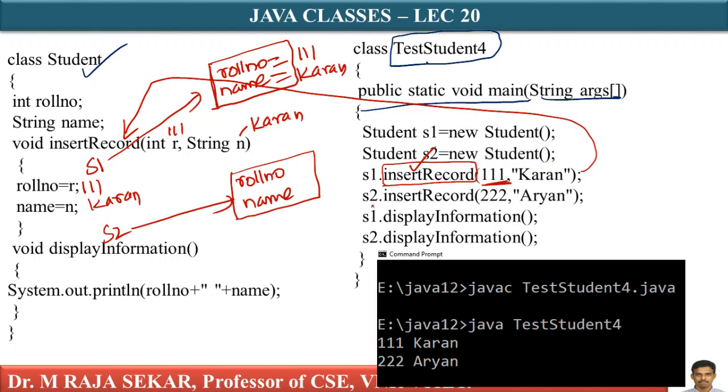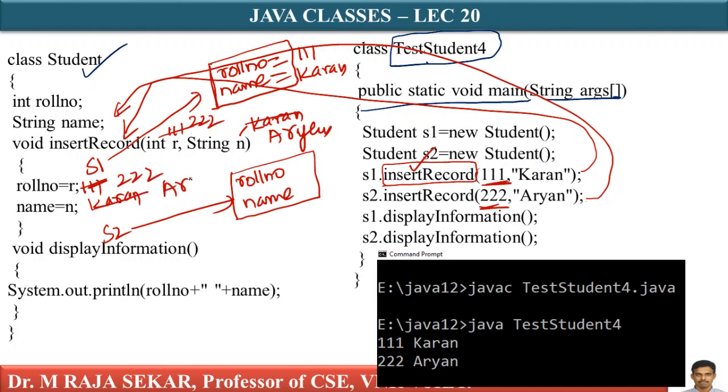In a similar manner, S2 dot insert record. S2 dot insert record means again control will go here. Now 322 will be copied, and Rn will be copied. Which one will be copied? Rn. Here I will get 322, and here I will get Rn. Therefore roll number is 322 and name is Rn, isn't it?